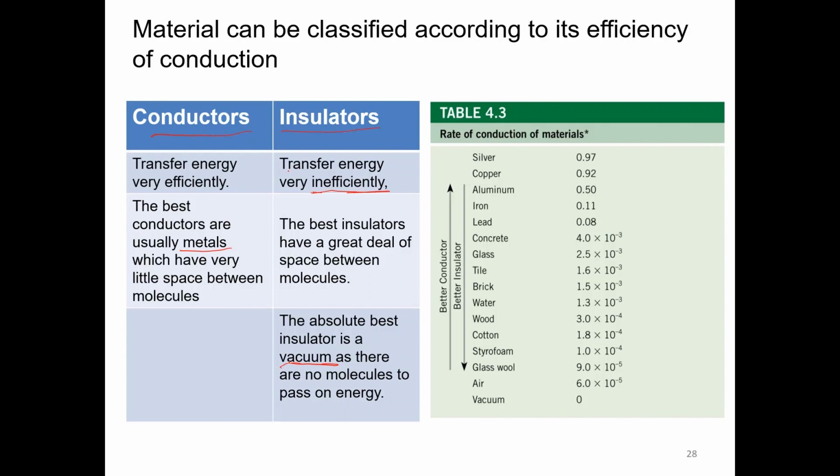And here we have a list of some conductors and insulators, and we can see the best conductors are the metals, and the good insulators are, for example, vacuum and air, and also the glass and the wood. In these, the space between molecules is larger.